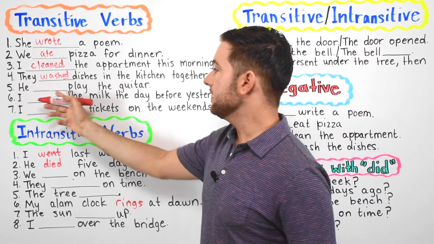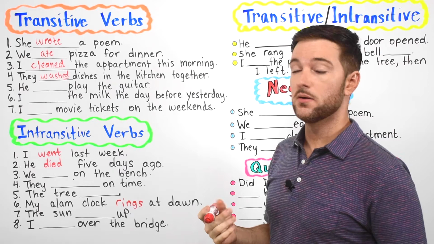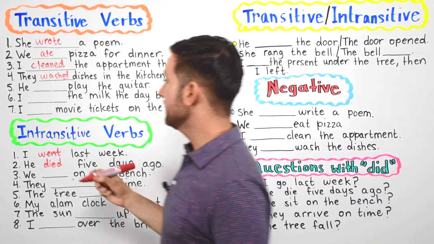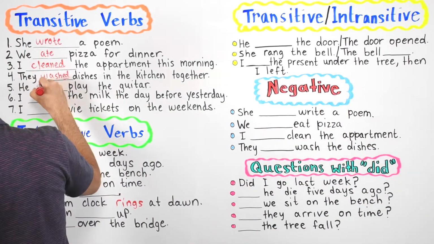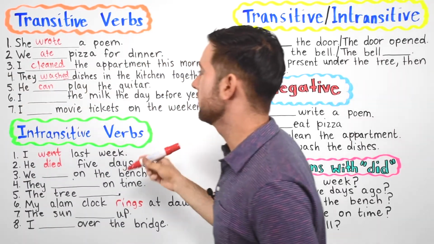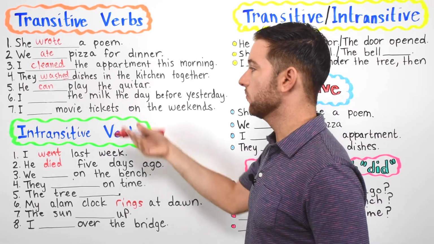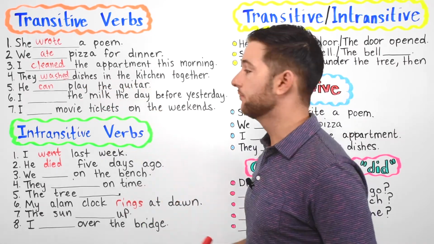Number five, he blank play the guitar. So here we have a modal verb. He can play the guitar. Okay, he can play the guitar. What can he do? He can play the guitar. What can he play? A guitar.